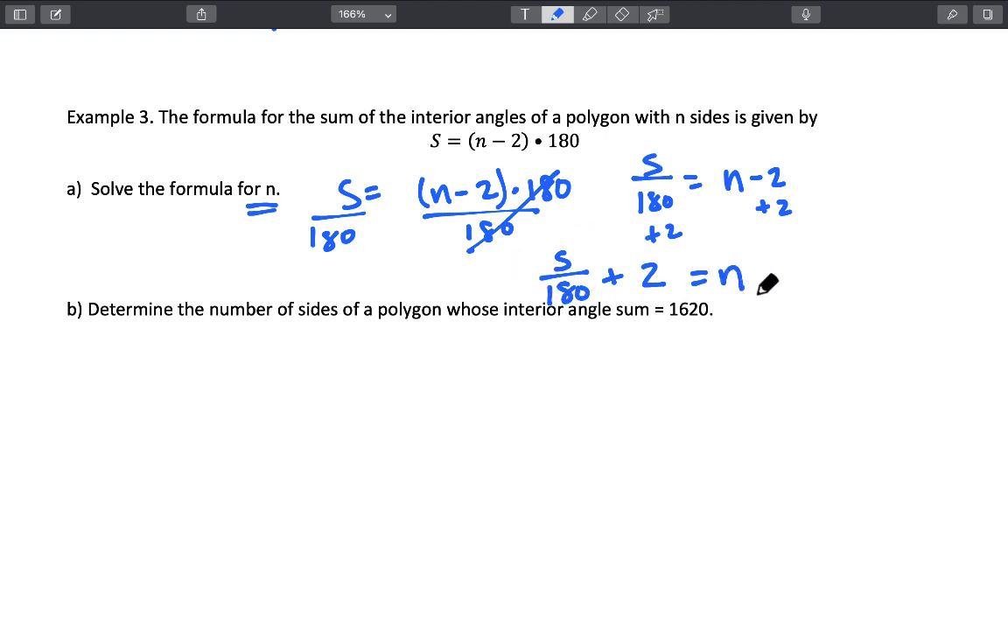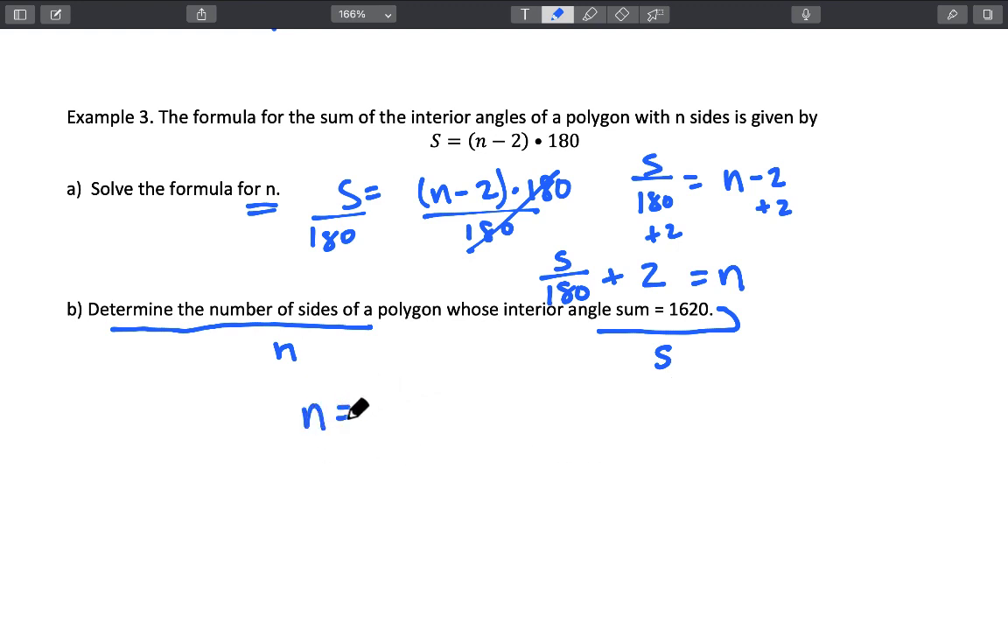So here's our formula, set equal to n, solve for n, and now we're going to use that formula to determine the number of sides, which remember is n, of a polygon whose interior angle sum is 1620. So that 1620 represents the value of s. So we will start off with our formula here.